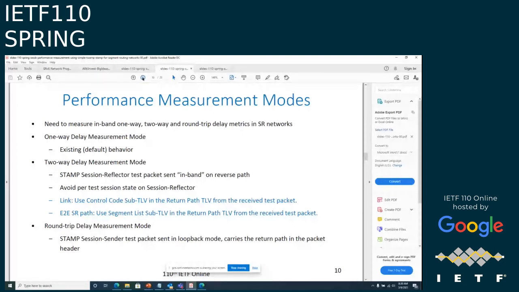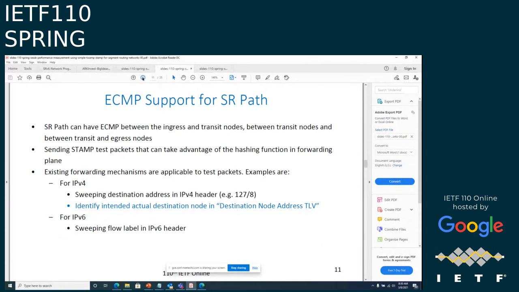Next slide, please. To handle ECMP, there are sweeping mechanisms: for IPv4 it is the 127 address, and for IPv6 it is the flow label. In order to avoid false positives, there is also a destination node address TLV to identify the actual node address. So when we get a reply, we know it's coming from the right intended destination. Next slide, please.